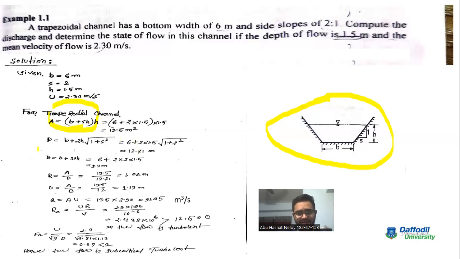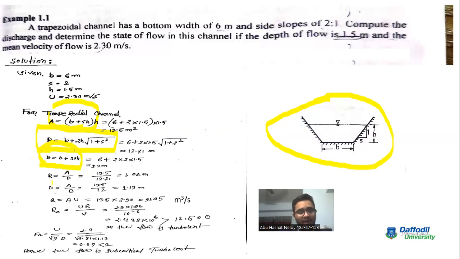And for a trapezoidal channel, the wetted perimeter formula is P is equal to B plus 2H square root of 1 plus S squared. All values are given, and we substitute the values and we get the wetted perimeter of the channel is 12.71 meters. And now the top width. For a trapezoidal channel, the formula of top width T is equal to B plus 2SH. So we substitute the values and we get the top width T is equal to 12 meters.